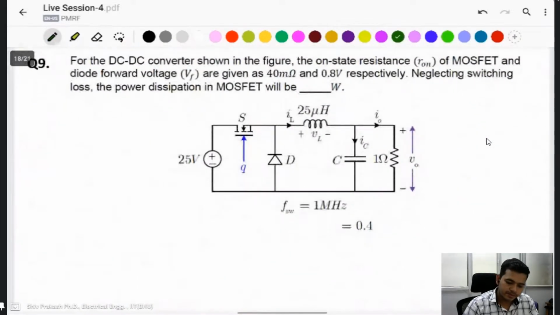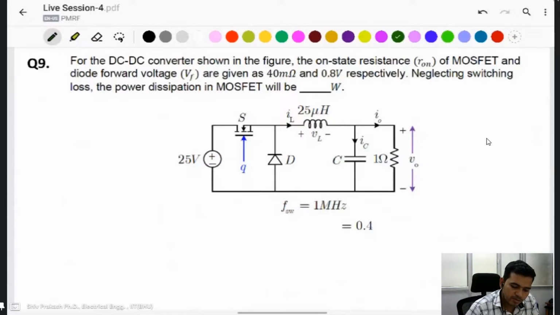Question number 9. For a DC-DC converter, shown in figure, this one is a buck converter. On state resistance R1 is given for the MOSFET and diode voltage drop is given as 0.8 volt, neglecting switching losses. The power dissipation in the MOSFET will be?